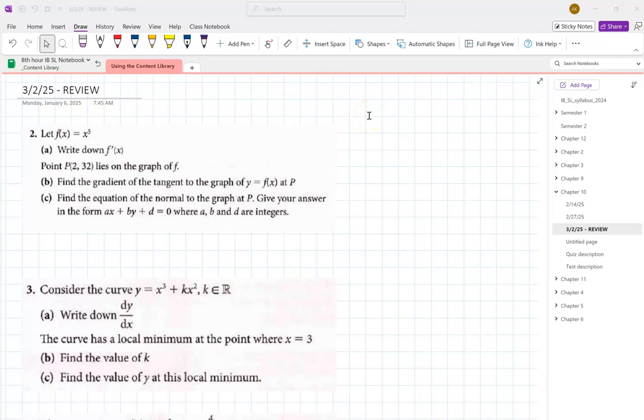Review day. You should take out something to write with, something to write on, a calculator so you can participate. Yeah, I really kind of need you to participate.